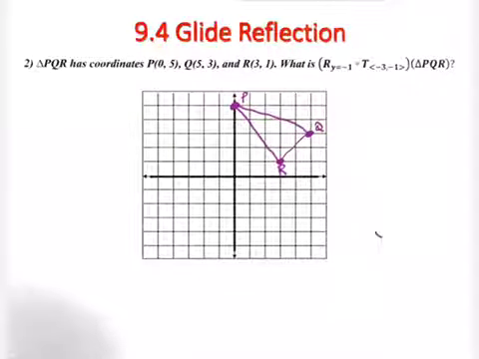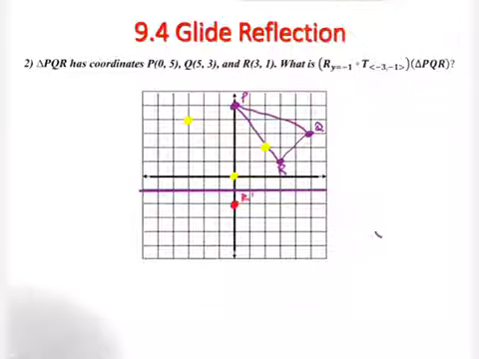So 3 left, 1 down, and then across the line y equals -1. So we'll start with the translation. We'll move 3 left, down 1, 3 left, down 1, 3 left, down 1. And then y equals -1 is the horizontal line at -1. So we're going to reflect across that line. So we'll go down 1, down 1.